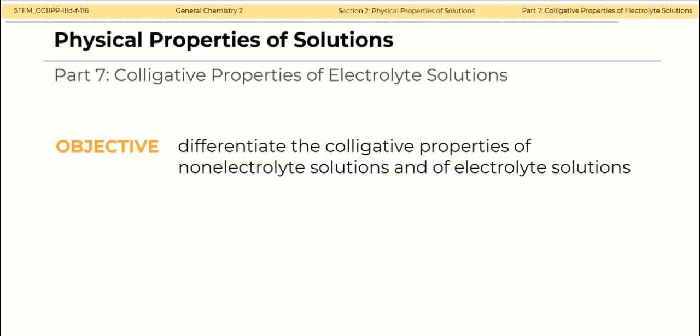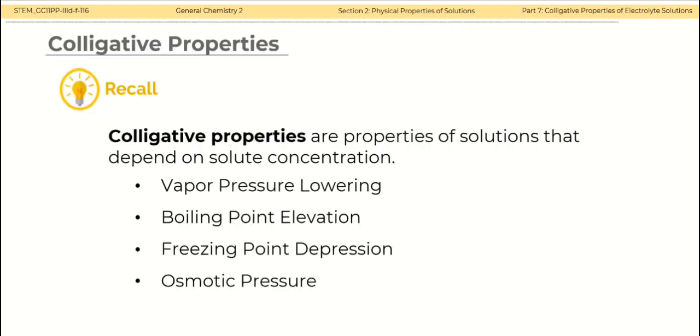In this lesson, we will differentiate the colligative properties of non-electrolyte solutions and electrolyte solutions. Recall the colligative properties are properties of solution that depend on solute concentration. These properties are vapor pressure lowering, boiling point elevation, freezing point depression, and osmotic pressure.